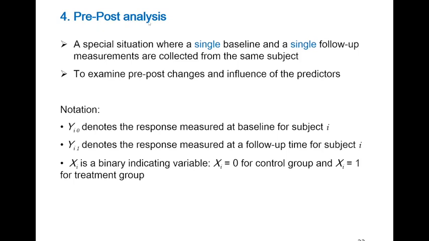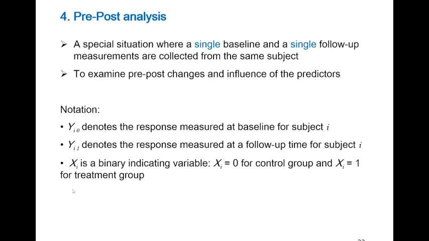Just for the purpose of pre-post analysis, I'm introducing notation. Y sub i0 denotes the response measure at the baseline, so 0 represents baseline for subject i, and Y sub i1 denotes the response measure at follow-up time for subject i. And each subject has a pair of measurements, one at baseline, one at follow-up. So 0 denotes baseline, 1 denotes follow-up.